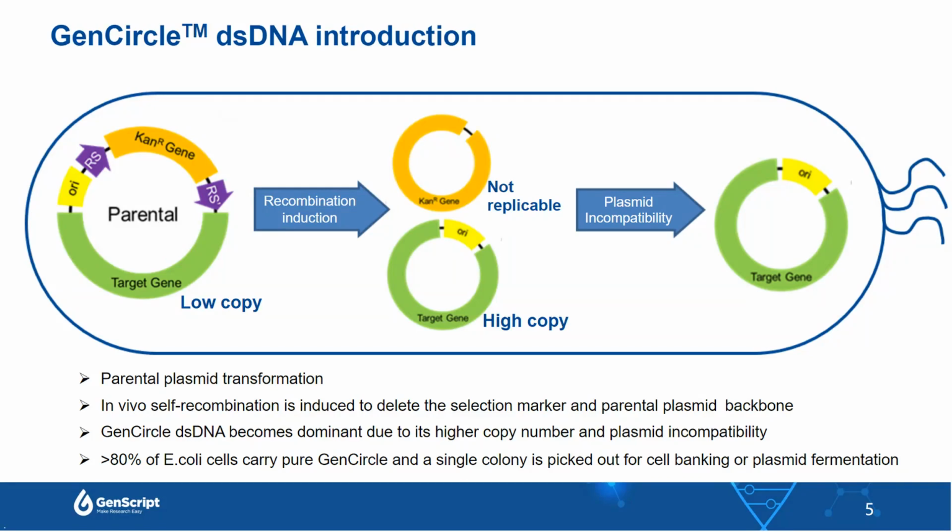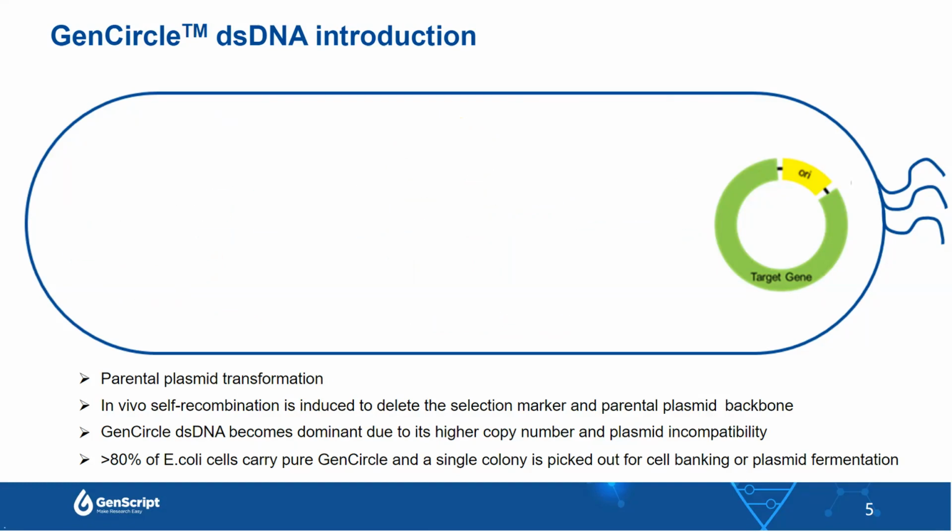As a result, over 80% of the E. coli cells carry pure GenCircle and are without antibiotic resistance. It is verified by NGS analysis. Then single colonies are picked out for cell banking and plasmid fermentation. That is the basic mechanism of GenCircle production.